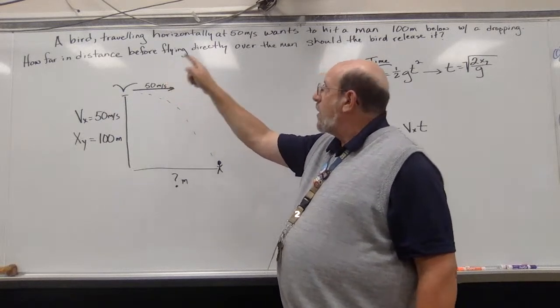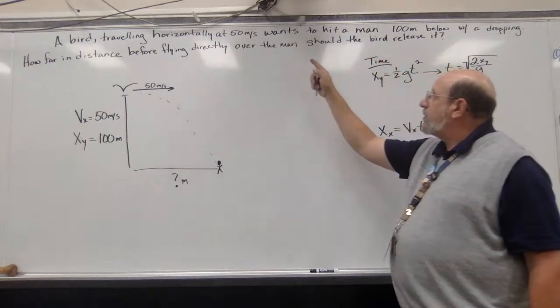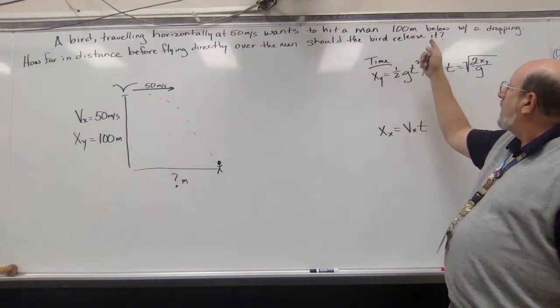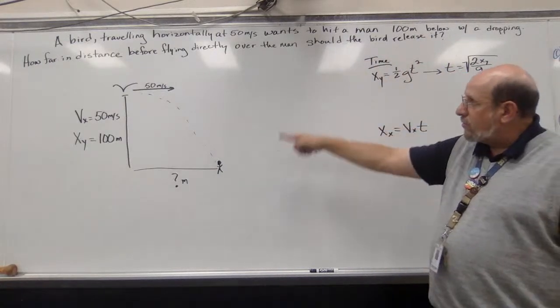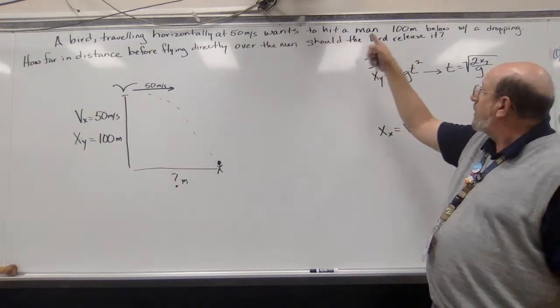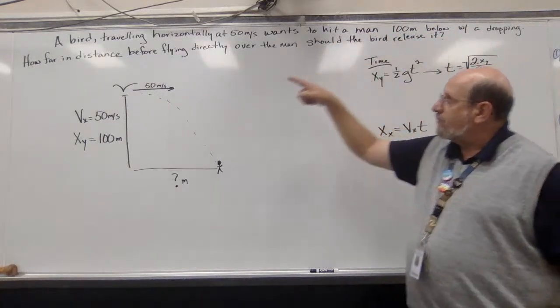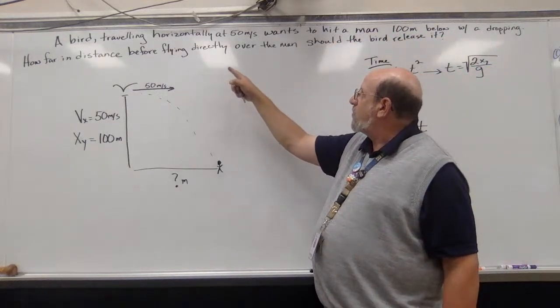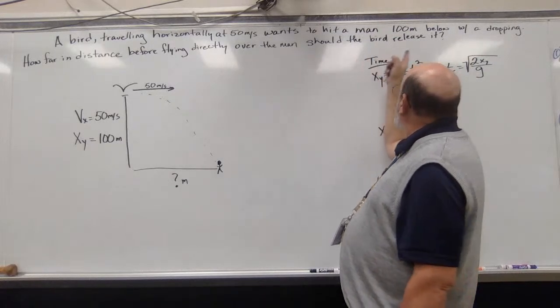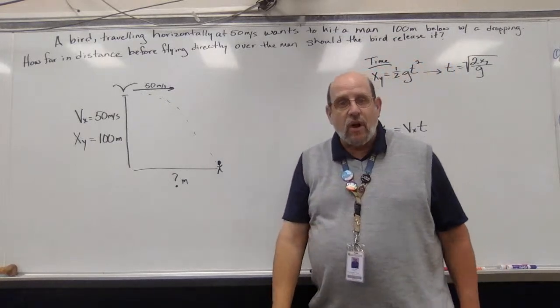Okay, so it says, a bird traveling horizontally at 50 meters a second wants to hit a man 100 meters below, so it's up a height of 100 meters, with a dropping. How far in distance before flying directly over the man should the bird release that dropping?